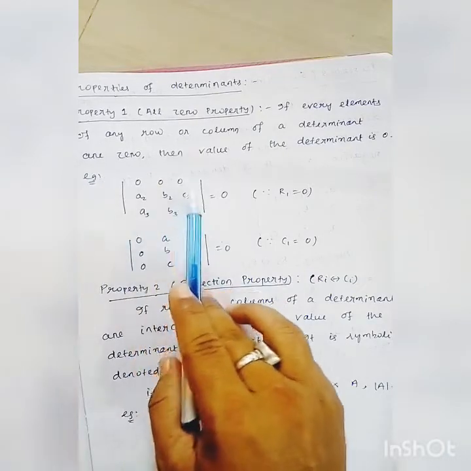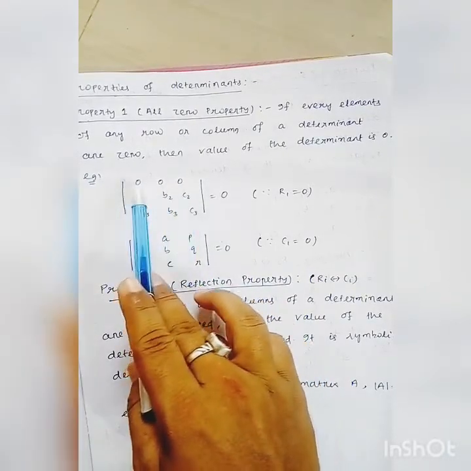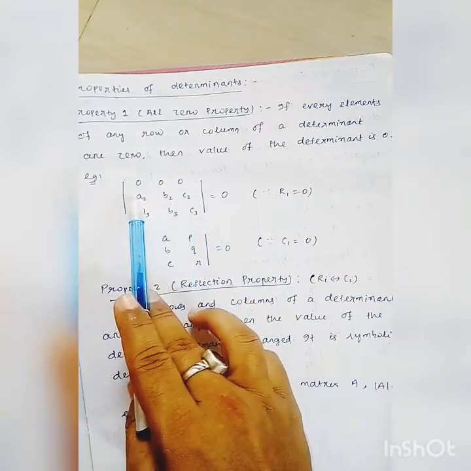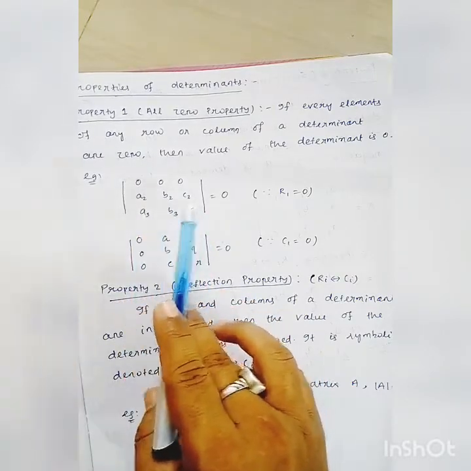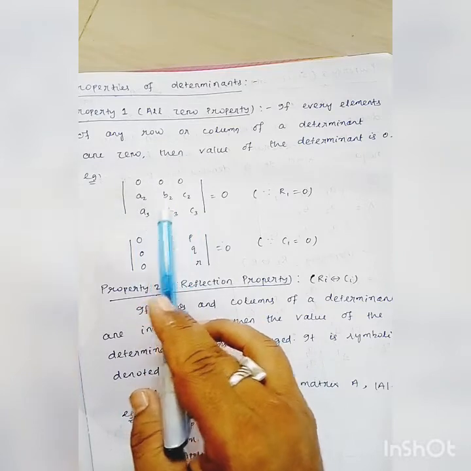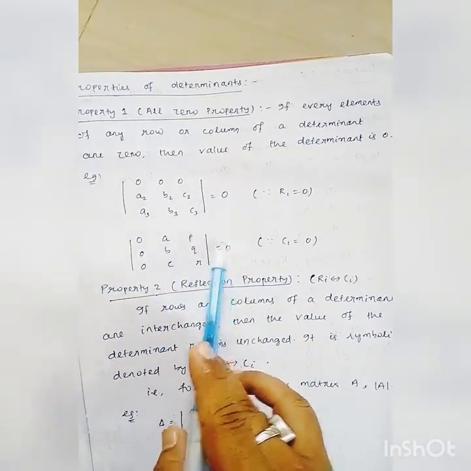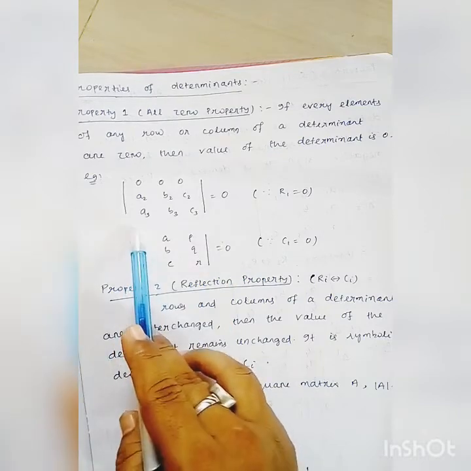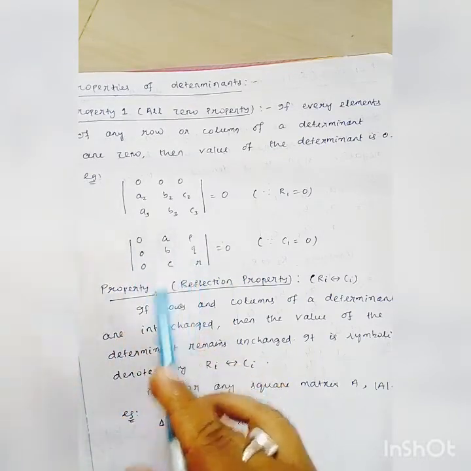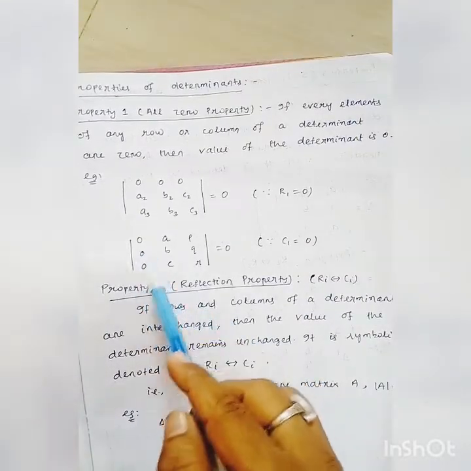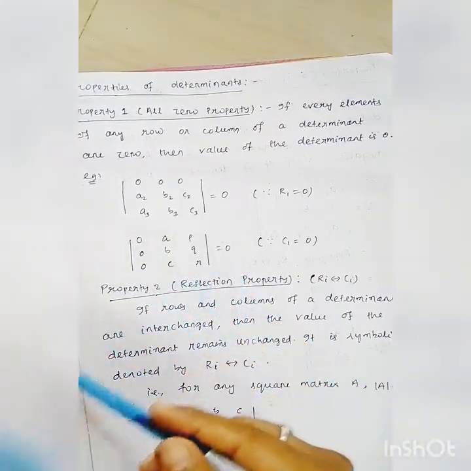If we expand this determinant along row 1, 0 into (b2 c2, b3 c3) minus 0 into (a2 c2, a3 c3), 0 into anything is 0, so the determinant of this is equal to 0. Another example, the determinant of this is equal to 0, since every element of column 1 is 0. As you know, we can expand the determinant along any one row or only one column. If we expand in column 1, the determinant of this is equal to 0.